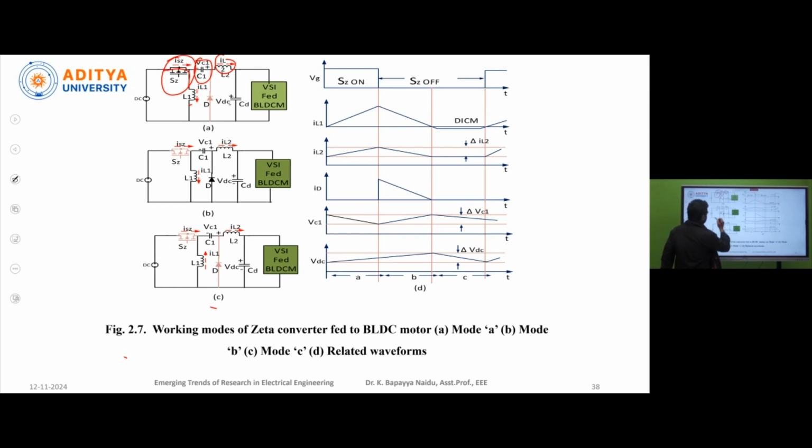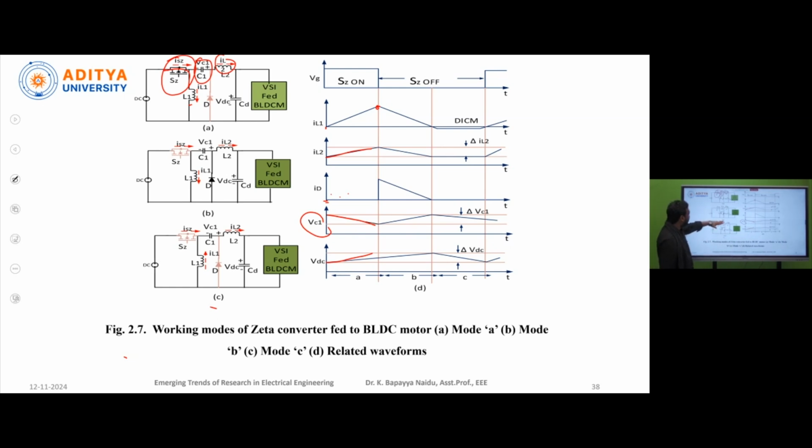If you are observing these waveforms, IL1 changes from 0 to some value and IL2 will also change, and due to the reverse biasing of the diode D, at the instant of SZ on, its current will be 0. The voltage across C1 will be changing from some reference value to another value, and VDC will also change.